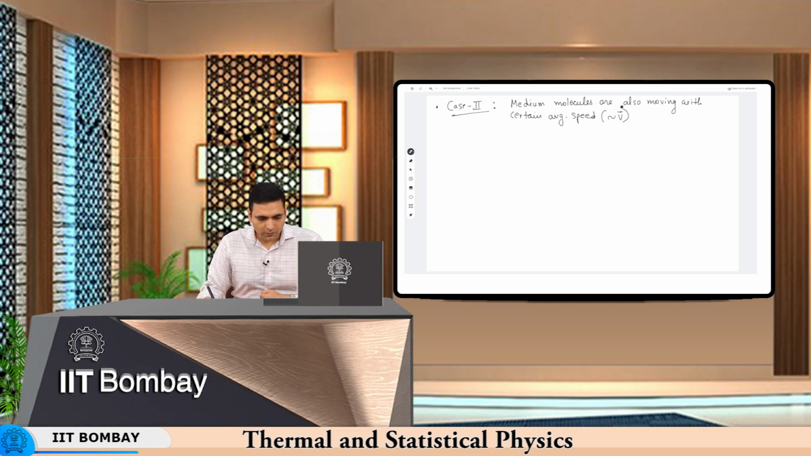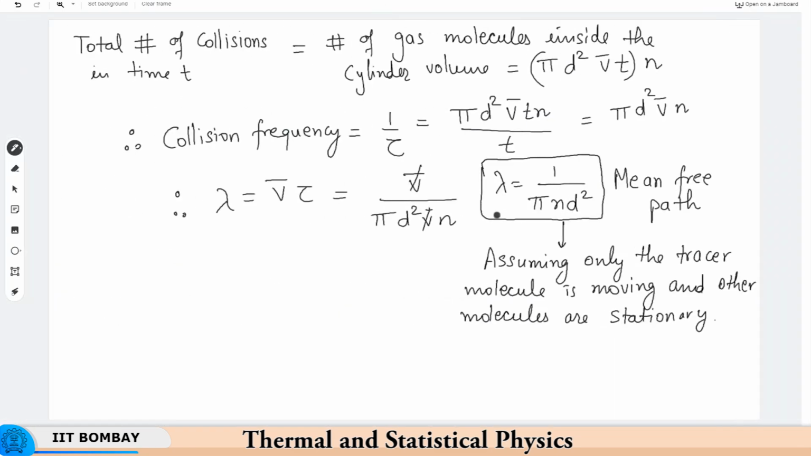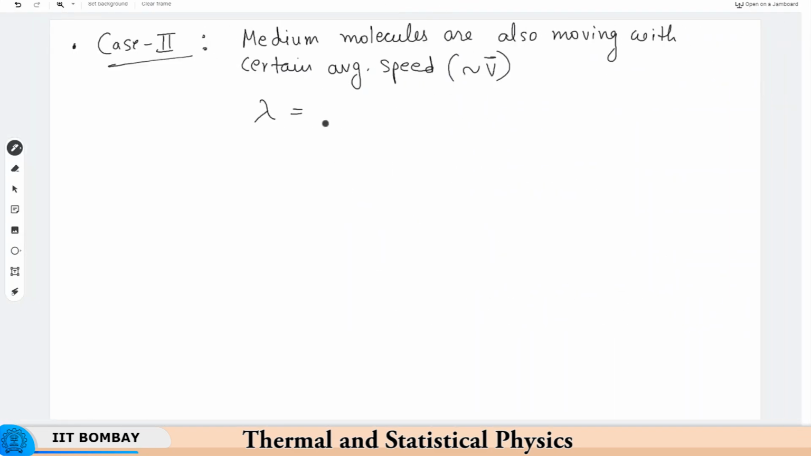I will not really do that calculation. If we consider such a situation, the calculation becomes a little bit tedious, but the final result for lambda that we get looks like this: 1 divided by (4/3) pi d squared n. Okay. So, this is what we get in this situation.